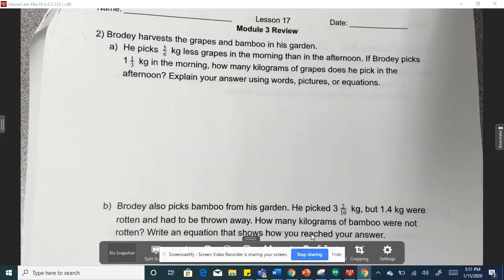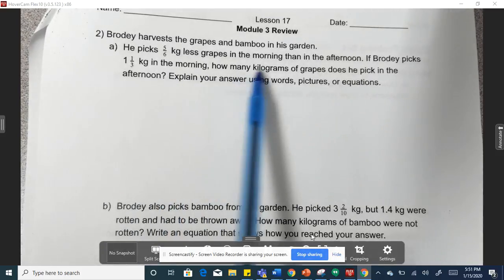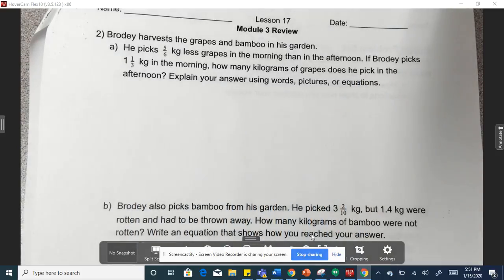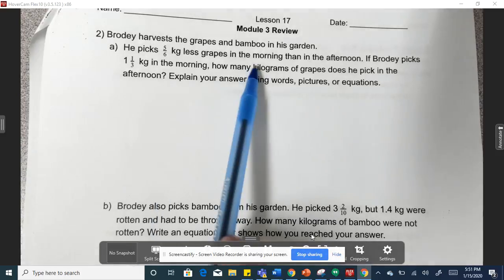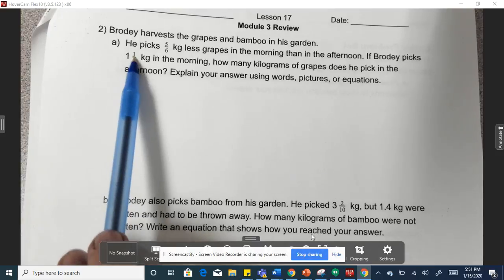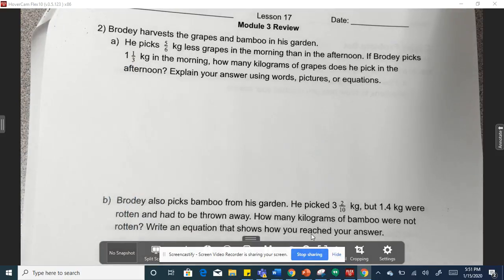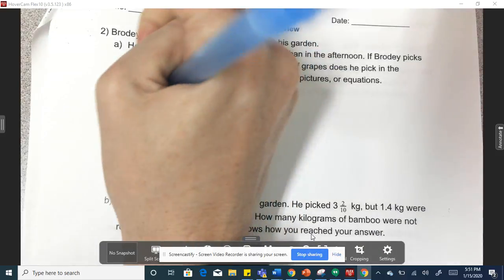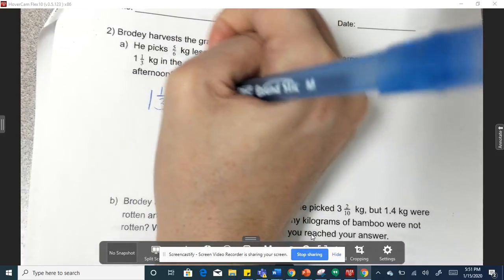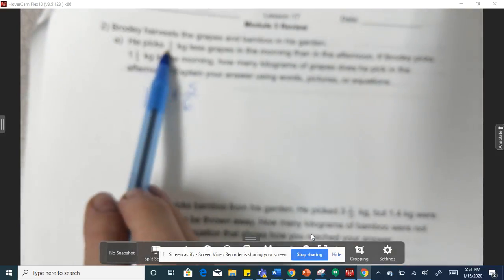Okay, so if Brody picks 1 1/3 kilograms in the morning, how many kilograms of grapes does he pick in the afternoon? Explain your answer using words, pictures, or equations. Well, let's see. We just said that he picks less grapes in the morning. So if he picks a total of 1 1/3 kilograms, he has to pick more in the afternoon. We need to add. So let's start by adding 1 1/3 because that's how much he picked up in the morning. And we're going to add that to 5/6 because he picks up 5/6 more in the afternoon and less in the morning.